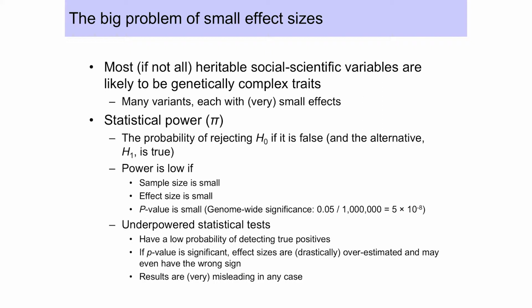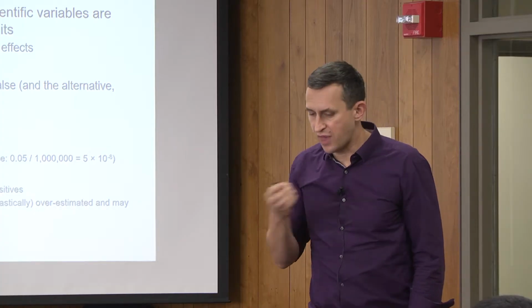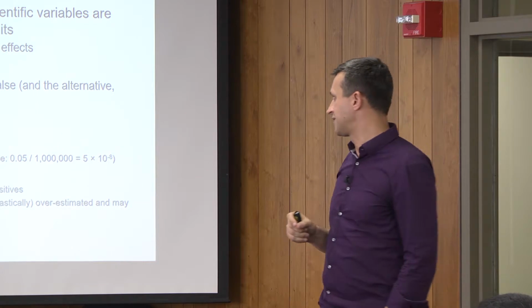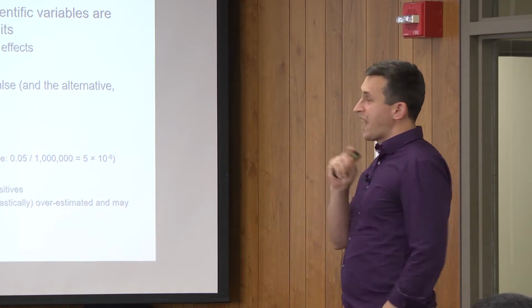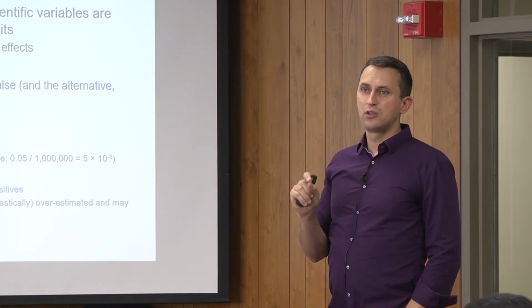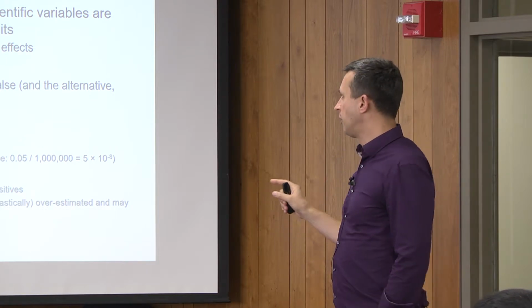Okay, so then there is the big problem of small effect sizes. Most, if not all, heritable social scientific variables are likely to be genetically complex, which means that the heritability is going to be due to hundreds or thousands of genes with tiny, tiny effect sizes, right? So that ultimately means that we're going to run into a huge problem with statistical power, right?